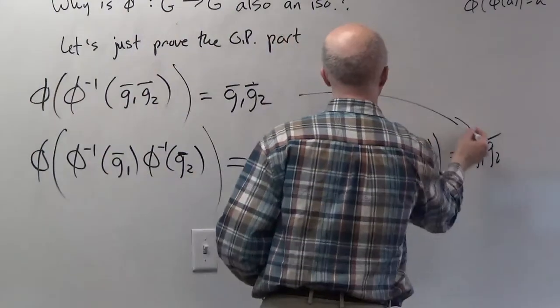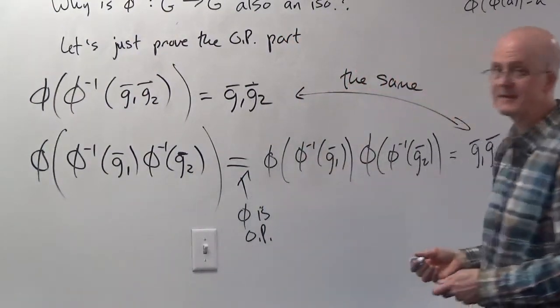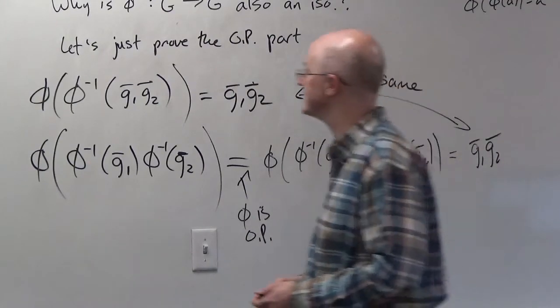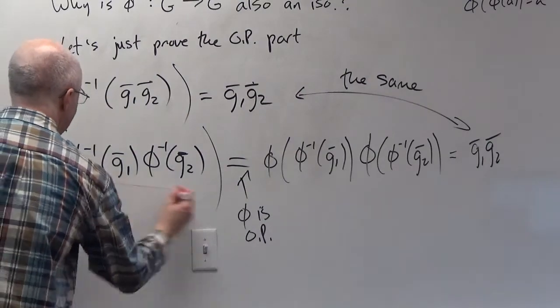Is that enough? Are we done? Does that mean phi inverse is operation preserving? Yes, but you should say one more reason. What's the one other reason besides the fact that those are the same that allows us to conclude that this equals this?